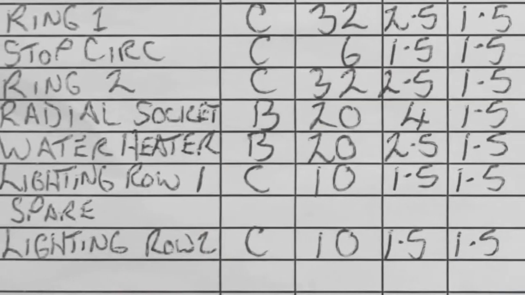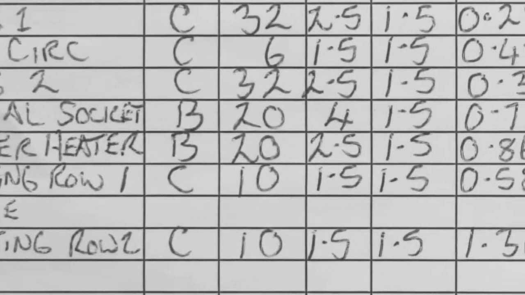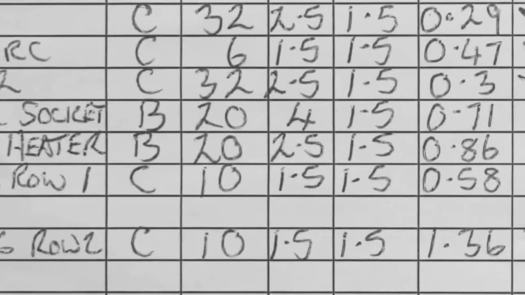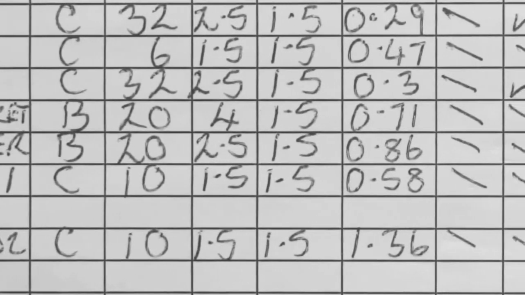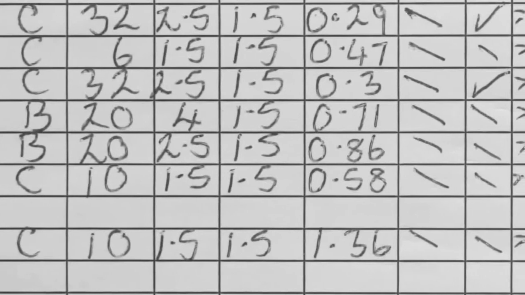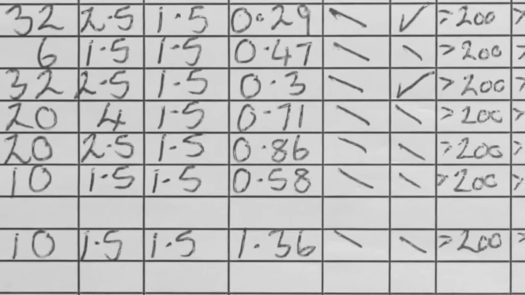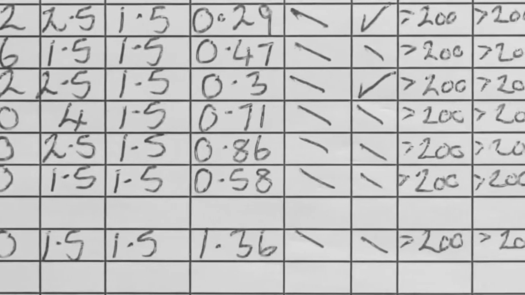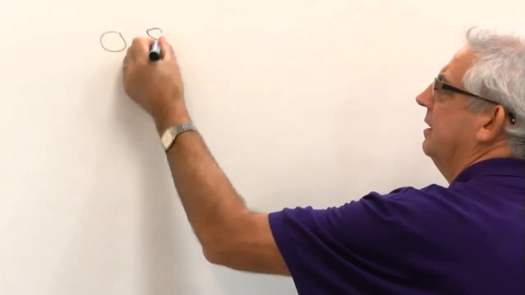On this test sheet here, we can see we've got a water heater, which is protected by a 20 amp Type B circuit breaker. The line conductor is 2.5, the CPC is 1.5, and my measured R1 and R2 value is 0.86. So if we now carry out the calculation using the values that we've got, our R1 and R2 value is 0.86.